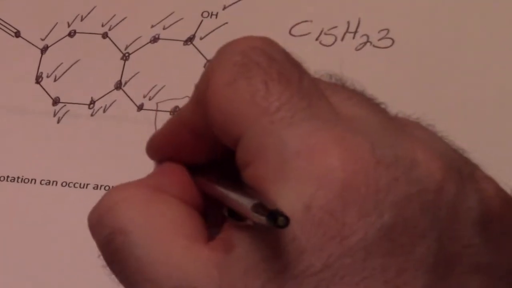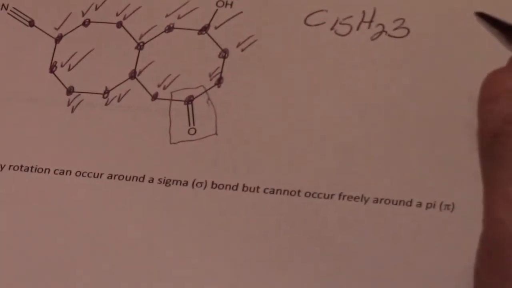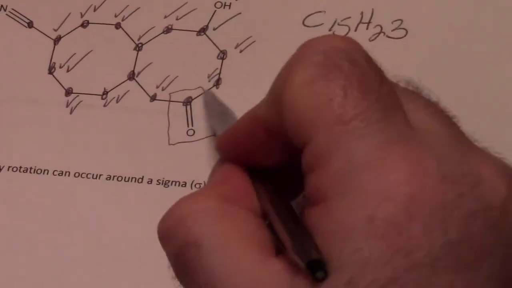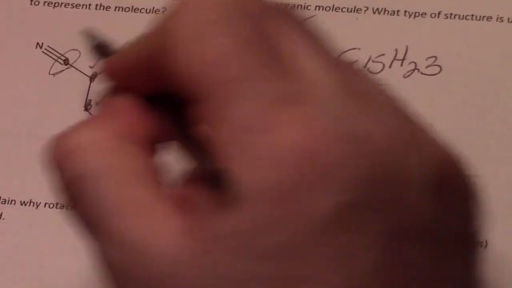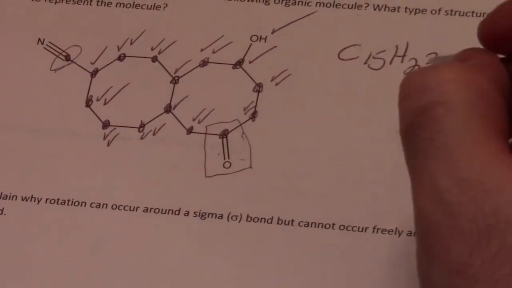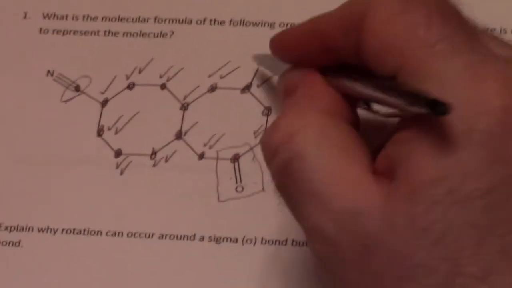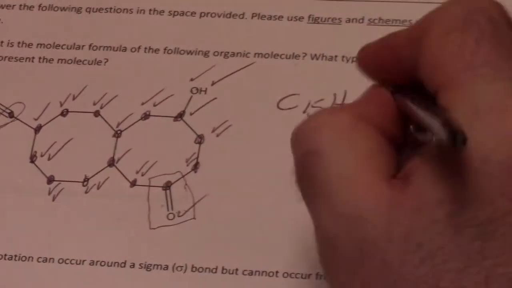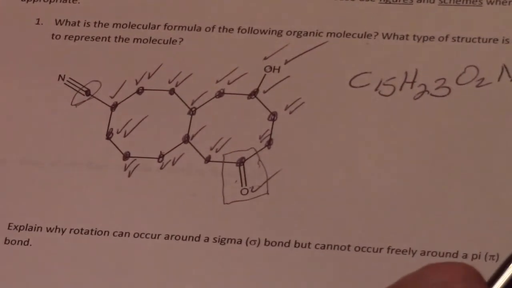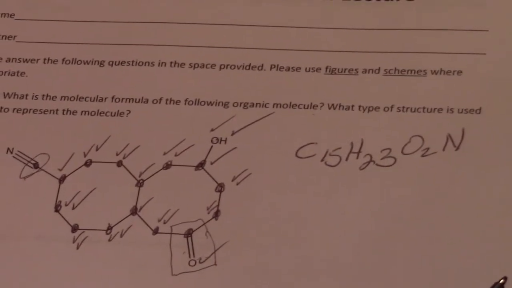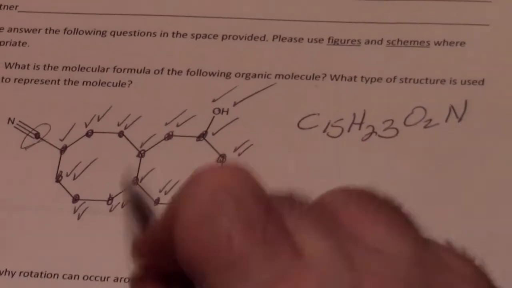Notice this carbon right here did not have any hydrogens attached to it because this carbon has 4 bonds. Likewise, this carbon atom had 3 bonds to the nitrogen and 1 bond to the other carbon, so no hydrogens there. And of course, we have 2 oxygens and a nitrogen. So that is the molecular formula for this particular structure.